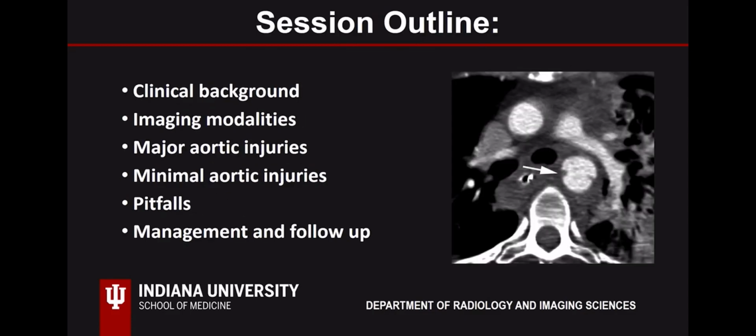First, we'll start with a discussion on the clinical background and mechanisms of injury for patients with aortic injuries. We'll then discuss the various imaging modalities available to us. We'll then talk about major aortic injuries, such as the injuries seen here. We'll then briefly discuss minimal aortic injuries, followed by imaging pitfalls and anatomic variants, and wrap up with patient management and imaging follow-up.